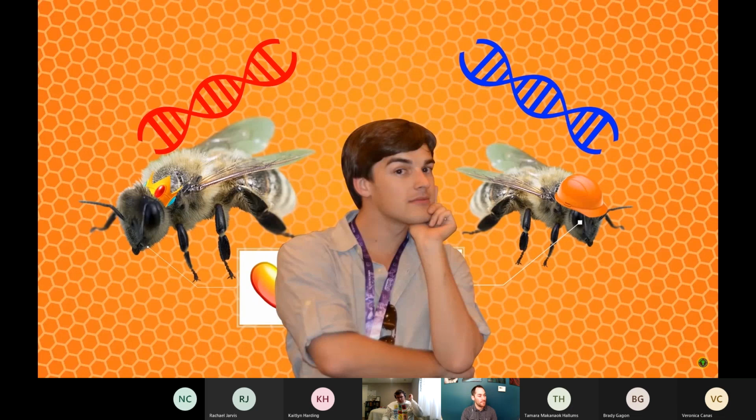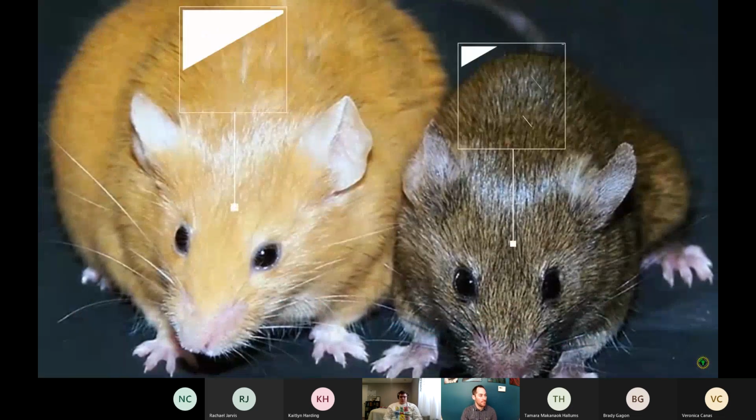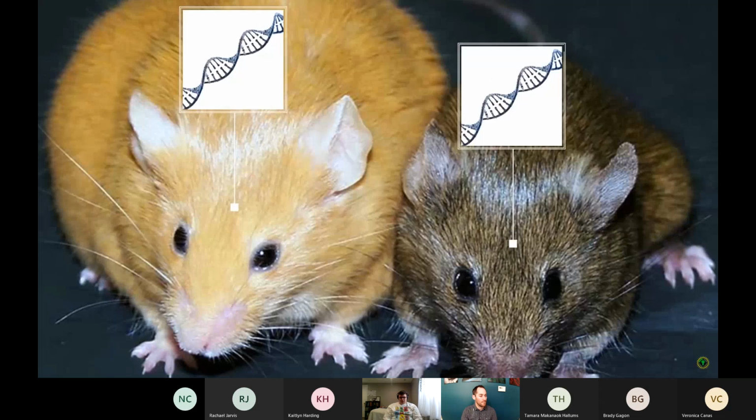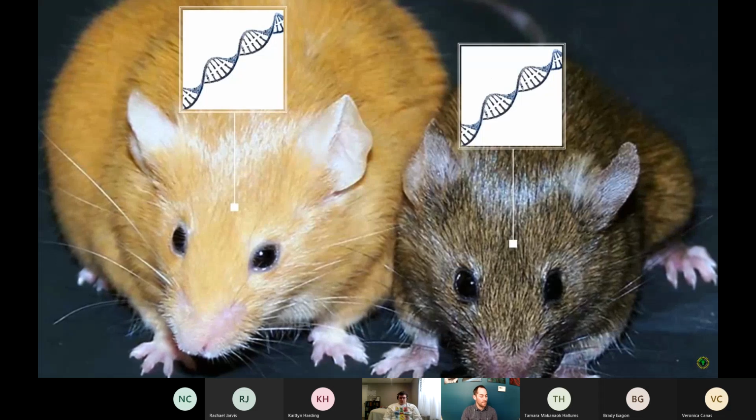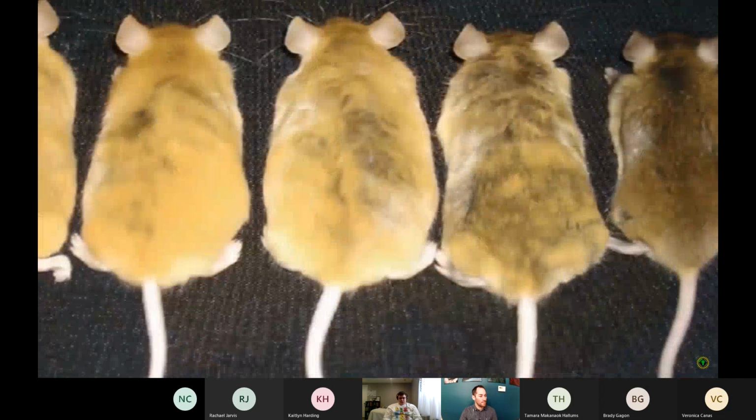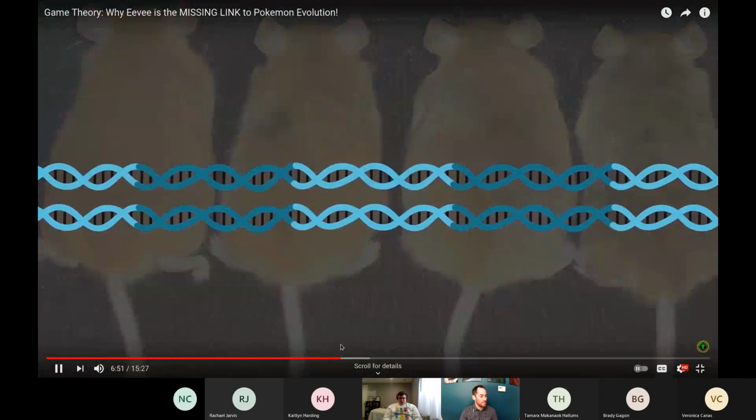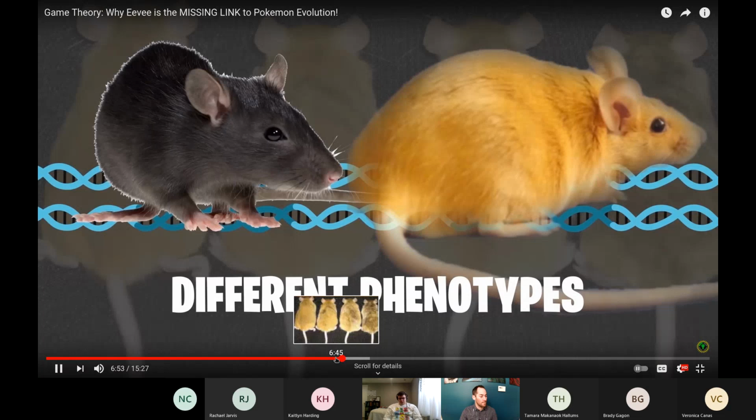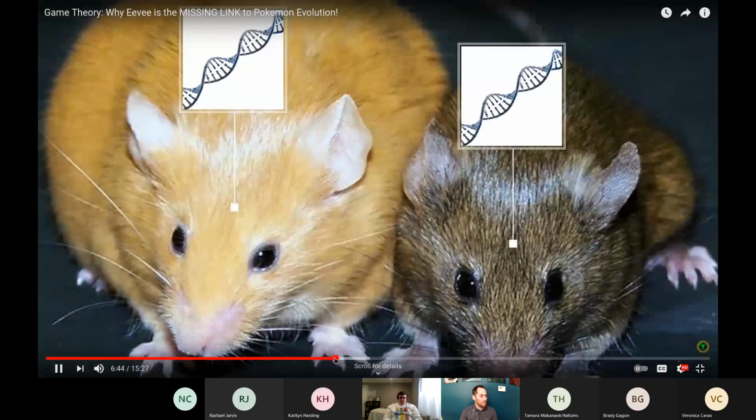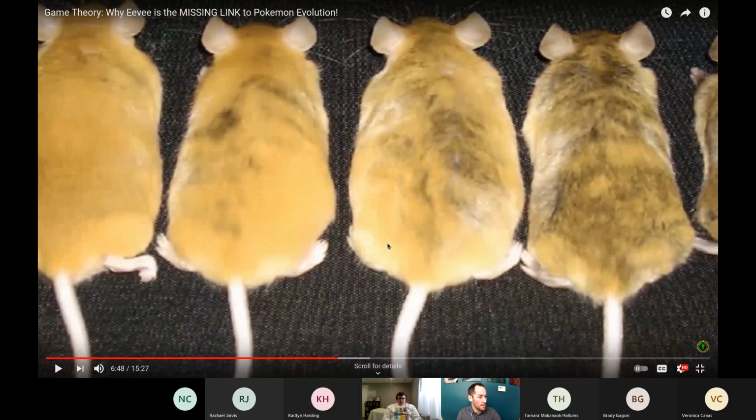Another similar example happens in the agouti mouse, which has a gene which changes the fur of its coat. These two mice are genetically very similar at birth, but due to differences in nutrition, they have very different gene expressions, with one having a gene expression that causes it to become obese and have lighter fur. Same DNA sequence, different phenotypes, all due to environmental factors.